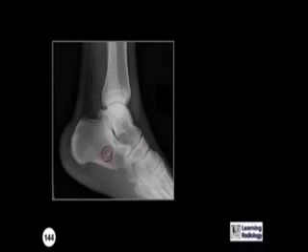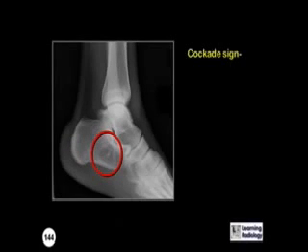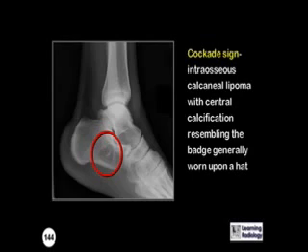What is the name of this sign? This is the cockade sign, which occurs in intraosseous calcaneal lipomas with central calcifications, resembling the badge generally worn upon a hat.